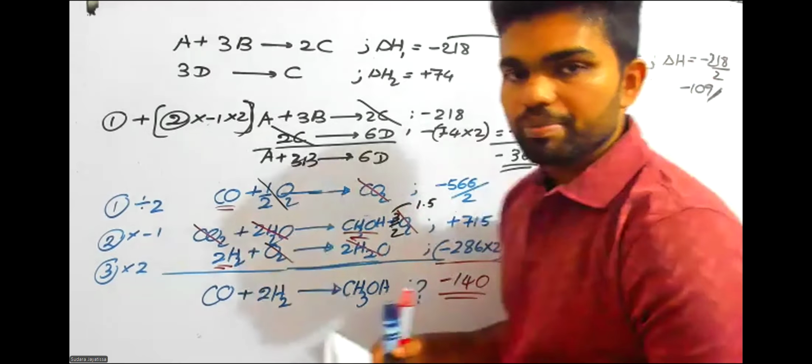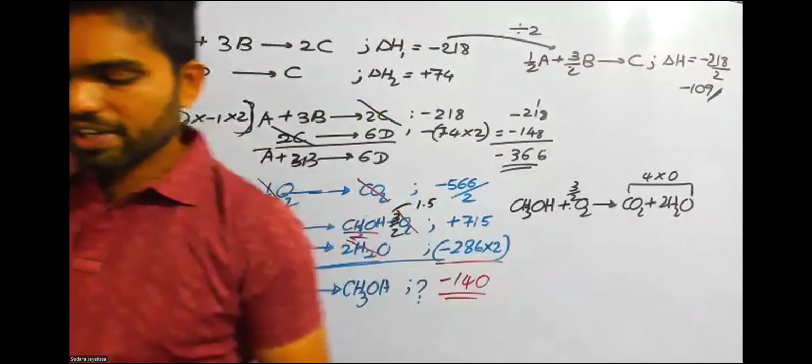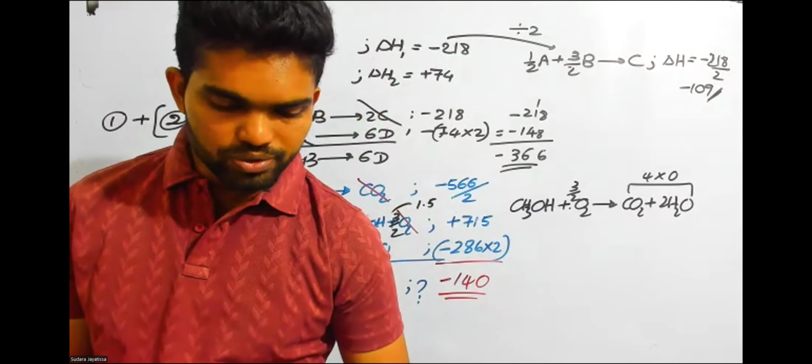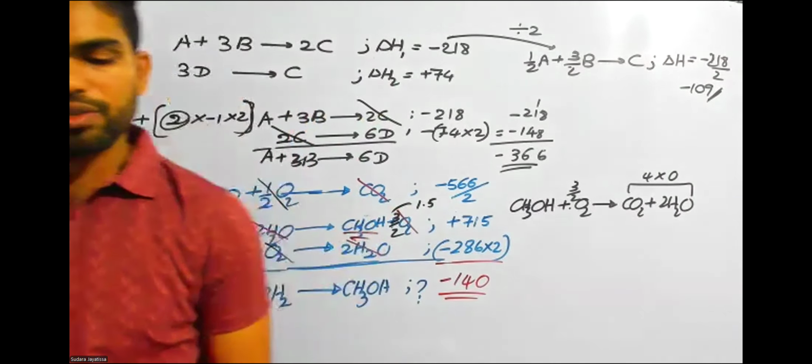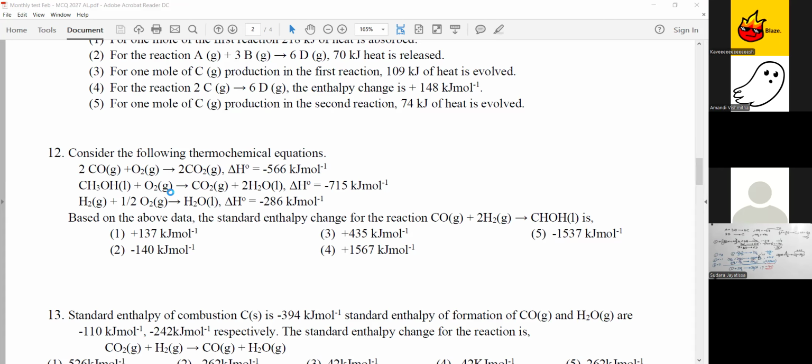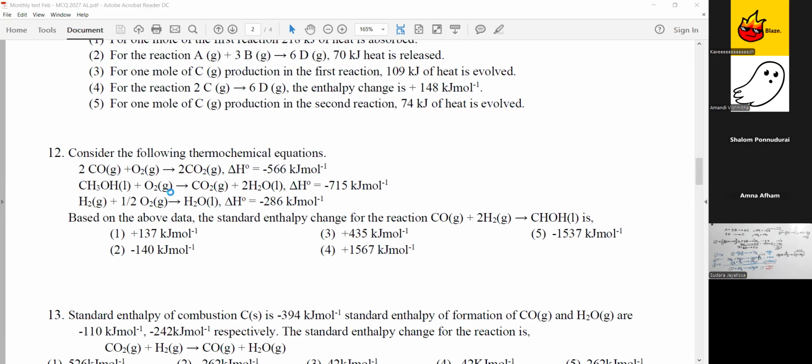Please correct your paper. If you have the paper with you, correct that one. It should not be O2, it should be 3 over 2 O2. Anyway, you can get the answer properly. Don't worry. How many of you got the answer? I think the answer is 2, minus 140. Okay, good.